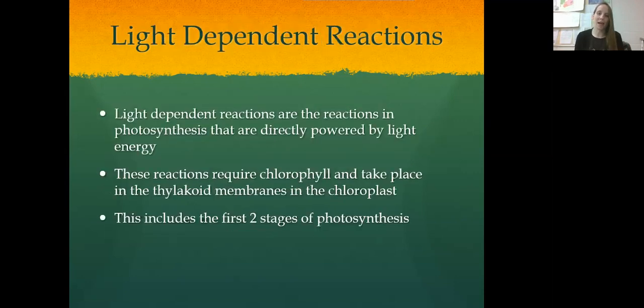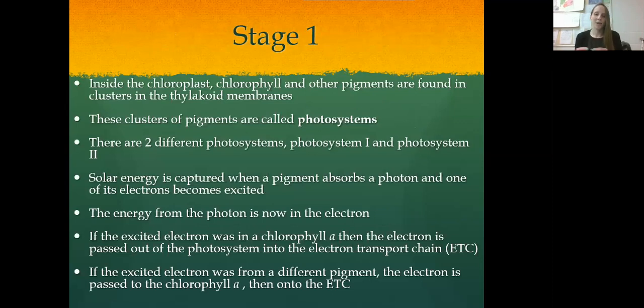Okay, the light-dependent reactions are the reactions in photosynthesis that require sunlight. They take place in the chlorophyll inside the thylakoid membranes of the chloroplast. And this is where both stage 1 and stage 2 of photosynthesis occur.